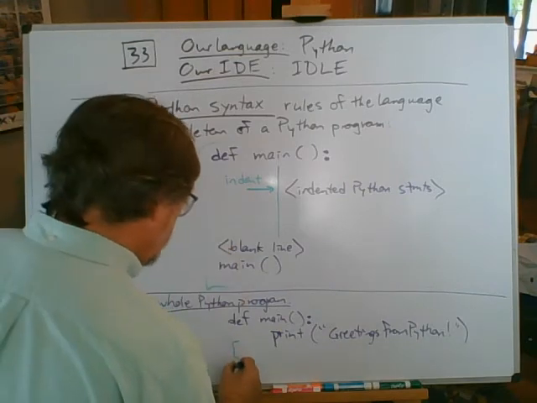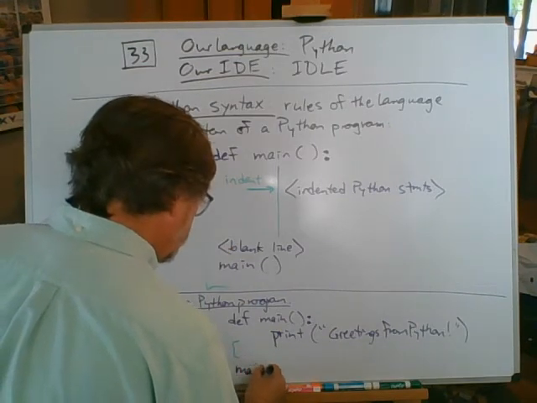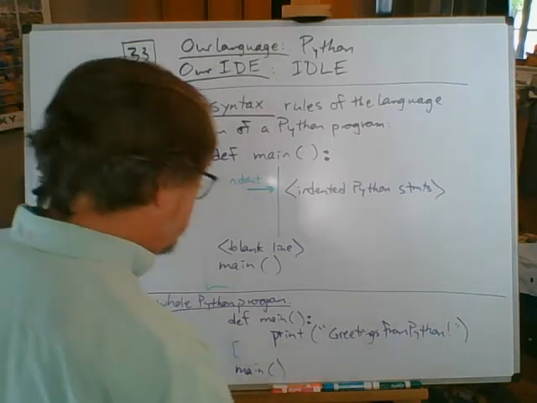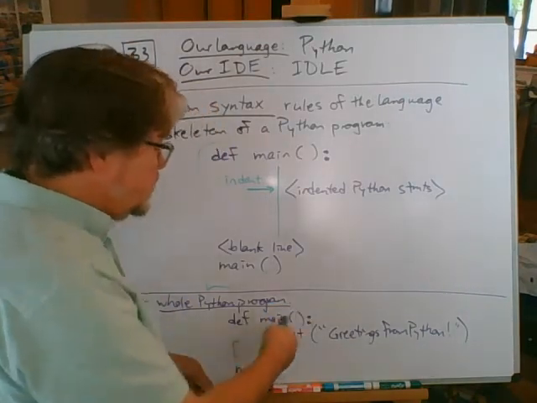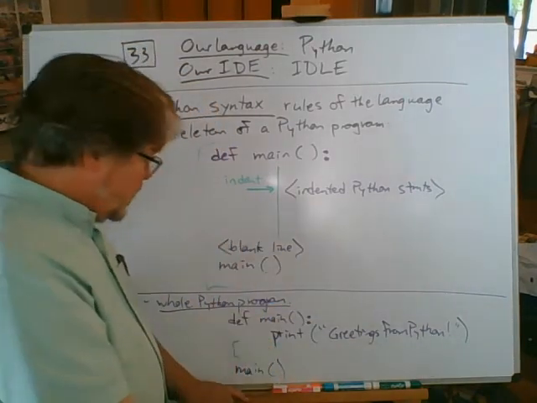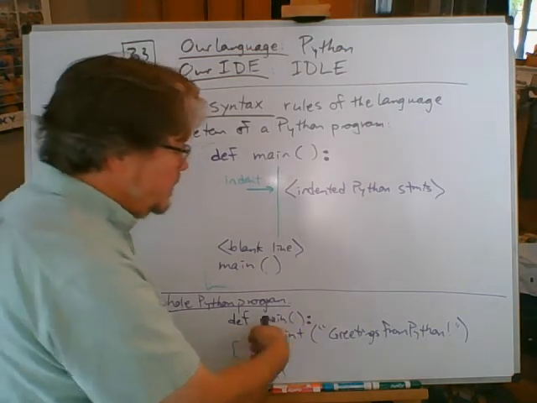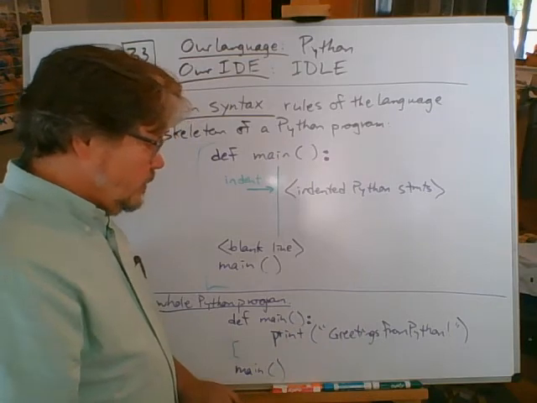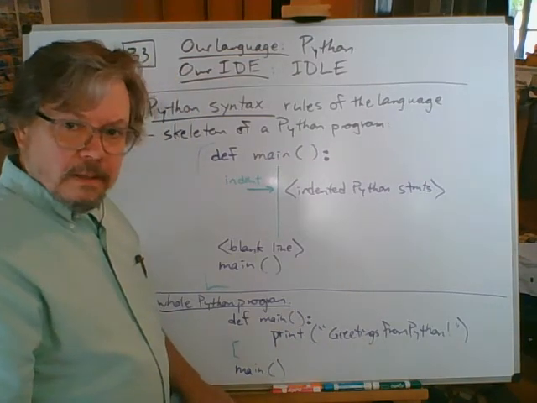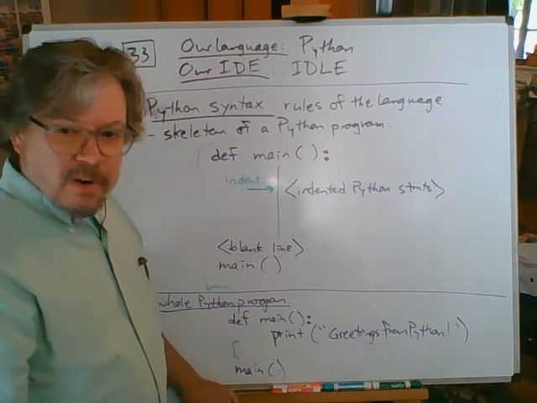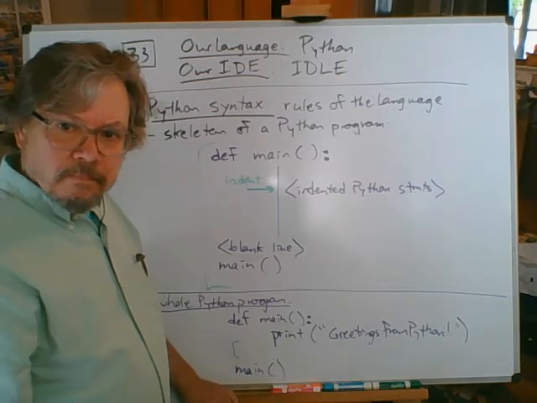We tell it to run it by putting main. See, I just barely had room down here. Main with parentheses and no colon. Colon means I'm going to define that for you. Here it comes. Def main colon after the parentheses. There are the statements: print, greetings from Python, and then main. We run this, it'll say greetings from Python on the screen without the quotes.